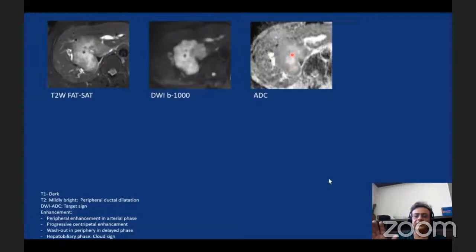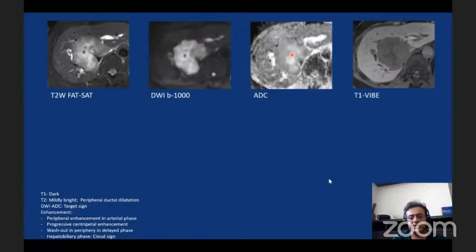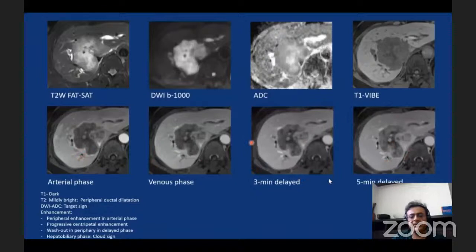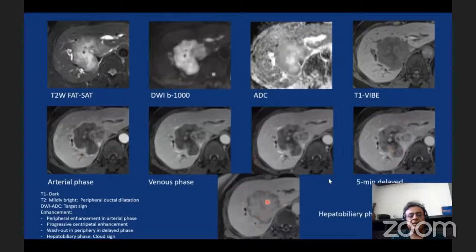The tumor is hypointense on T1 weighted images. In the arterial phase, there is classical peripheral rim-like enhancement. In the venous phase and the 3-minute and 5-minute delayed phases, there is progressive enhancement. See, the enhancement in this area becomes denser with time. And in the hepatobiliary phase, what we are seeing is a classical cloud sign. So this is how a classical cholangiocarcinoma looks. Everything specific is present in this cholangiocarcinoma.